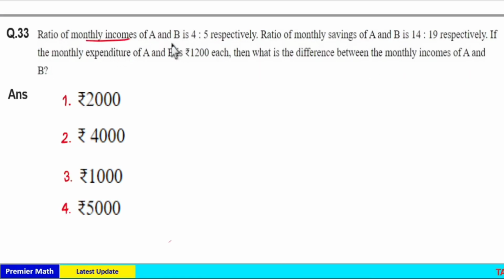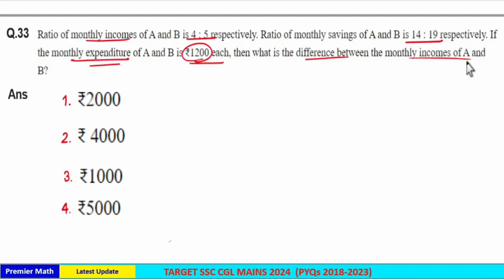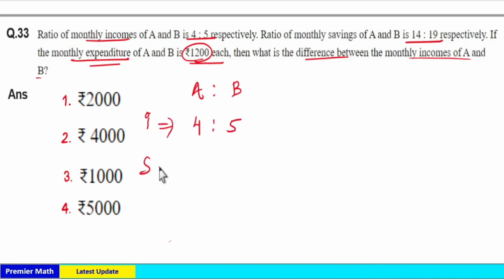Ratio of monthly incomes of A and B is 4:5 respectively, and monthly savings of A and B is 14:19. If monthly expenditure of A and B is 1200 each, then what is the difference between monthly income of A and B? Here monthly income of A and B is in the ratio 4:5, and savings is in the ratio 14:19. Then expenditure is 1200 each, means 1:1 ratio. Income minus savings is expenditure.